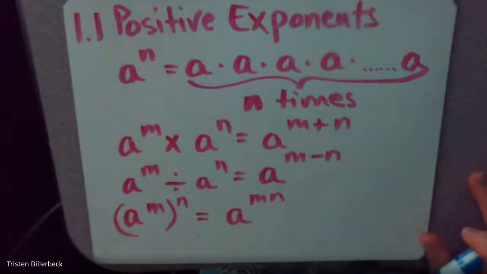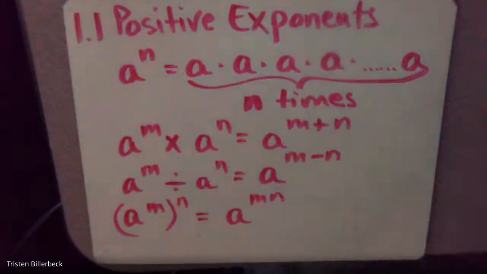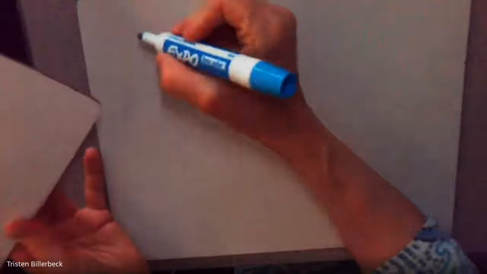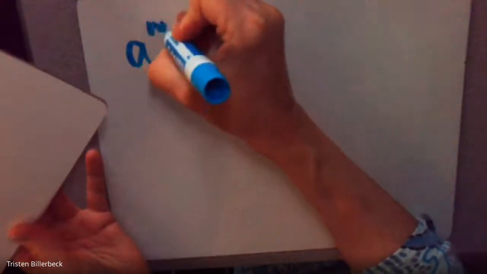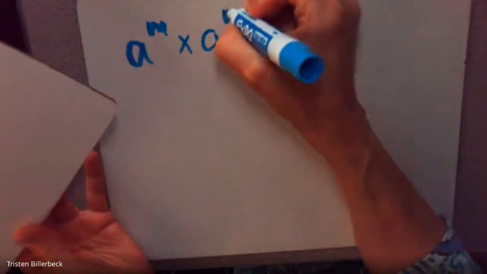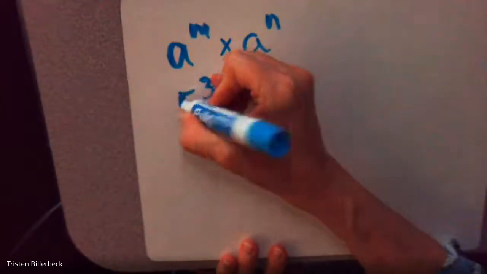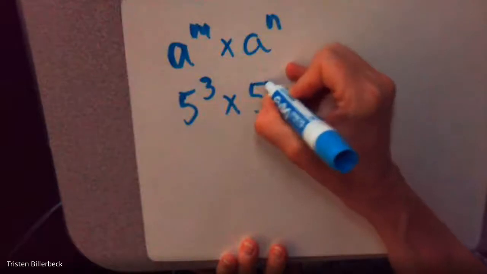Well, that probably seems a little strange. So let's do some examples really quickly about what this means. You're probably confused, so let's tidy it up. Let's first talk about a to the m times a to the n. Let's use some real numbers though. Let's use 5 to the third times 5 squared.